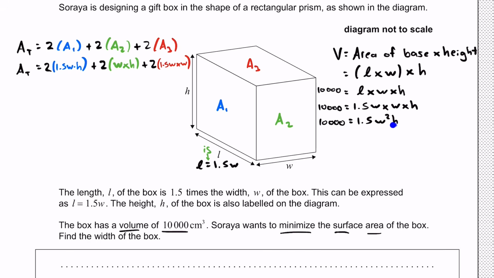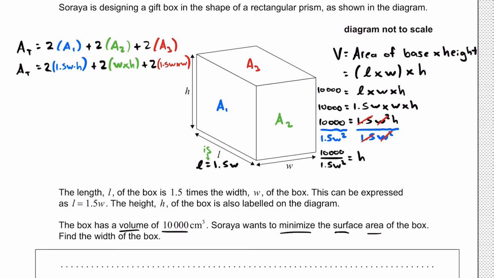How can we get h all by itself? Right now it's being multiplied by 1.5 w squared. So what's the opposite of multiplication? The opposite of multiplication is division. So let's go ahead and divide both sides by 1.5 w squared. When we do that, 1.5 divided by 1.5 is just 1. 1 over 1 cancels out. And w squared over w squared cancels out as well. So now we have h is equal to 10,000 over 1.5 w squared.